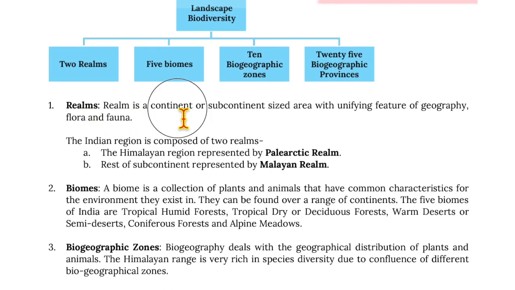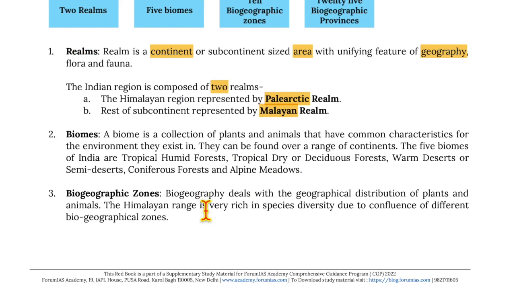Now, a realm is a continent or subcontinent sized area with unifying features of geography, flora, and fauna. In the Indian region, there are 2 realms. The Himalayan region represents the Palearctic realm, and the rest of the subcontinent is represented by the Malayan realm.